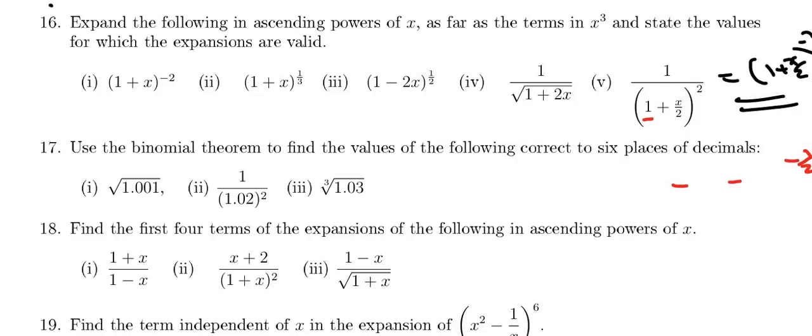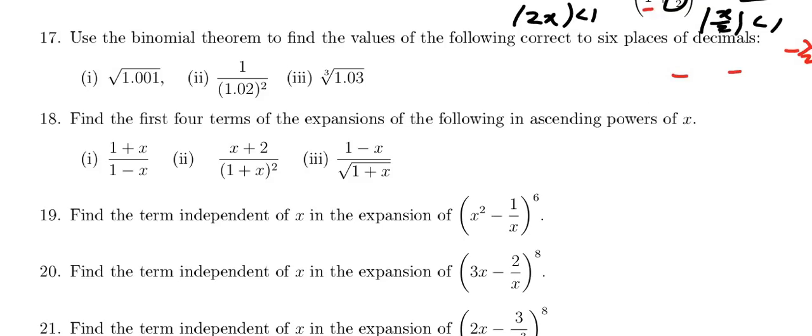So that's what you do for any question on number 16. Like here, the valid region will just be modulus of 2x less than 1. Here it will be modulus of x over 2 less than 1. The expansion continues. Your a is this. Your n is going to be negative 2. So that's basically what you're going to do.